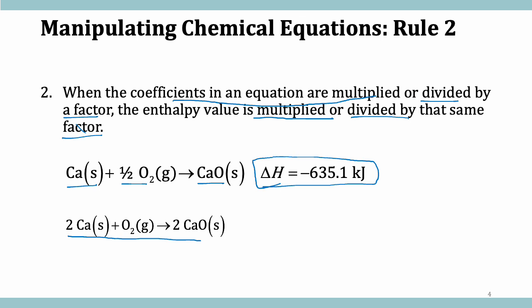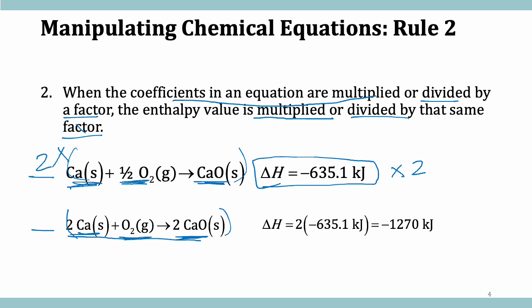Now you need to find the relationship between the top and the bottom reaction. If you pay attention, this is 1 calcium, 2 calcium, half oxygen, 1 oxygen, 1 CaO, 2 CaO, which means the bottom reaction is 2 times the top reaction. If I multiply the top by 2, I get the bottom reaction, which means what happens to my delta H? My delta H is also multiplied by 2. So delta H for the bottom is 2 times this, which is negative 1270.